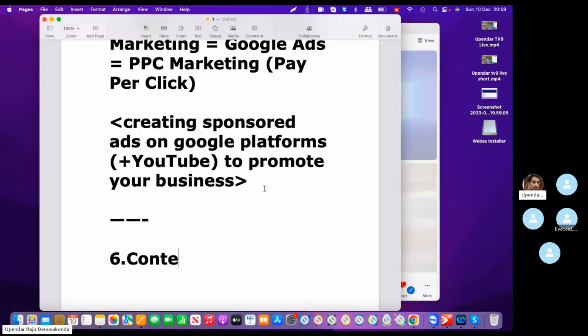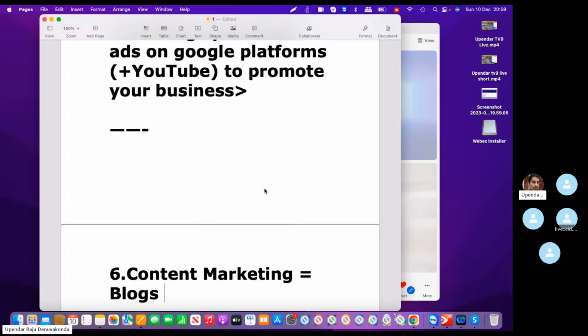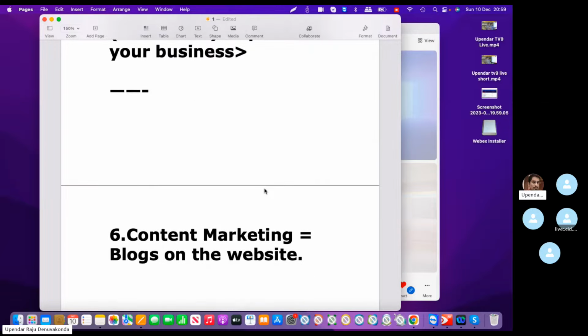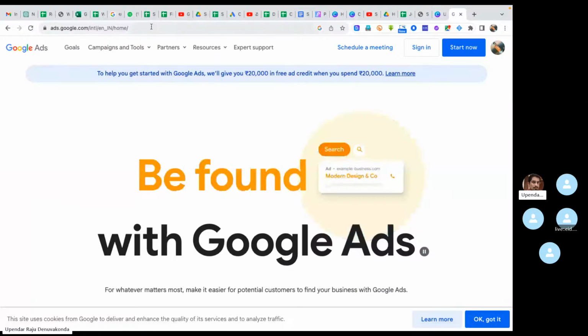We call it content marketing. Small modules. So what is content marketing? Content marketing means writing blogs on the website. If you're writing blogs on the website, you are educating your customers, and you are creating trust about your business. This is called content marketing. You are doing it on the website. If you want, let me show you an example.